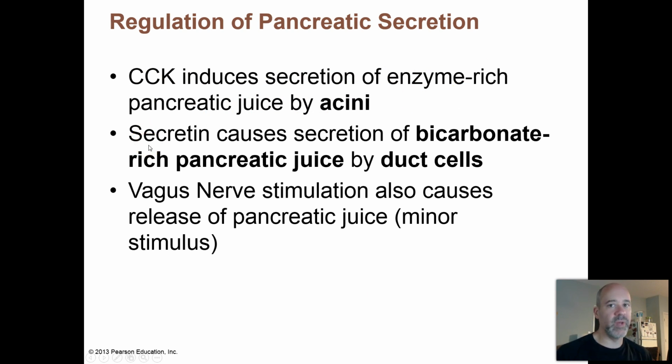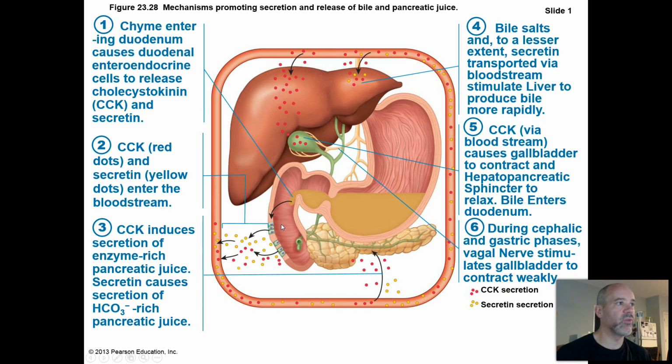Now the other hormone we just mentioned that's also made by cells in the duodenum, secretin, has several targets. We talked about how it tells the cells in the liver to make more bile, but it also targets the duct cells that line the pancreatic ducts, and they're the cells that release the bicarbonate-rich pancreatic juice. Bicarbonate ions are bases, so they help provide an alkaline pH.